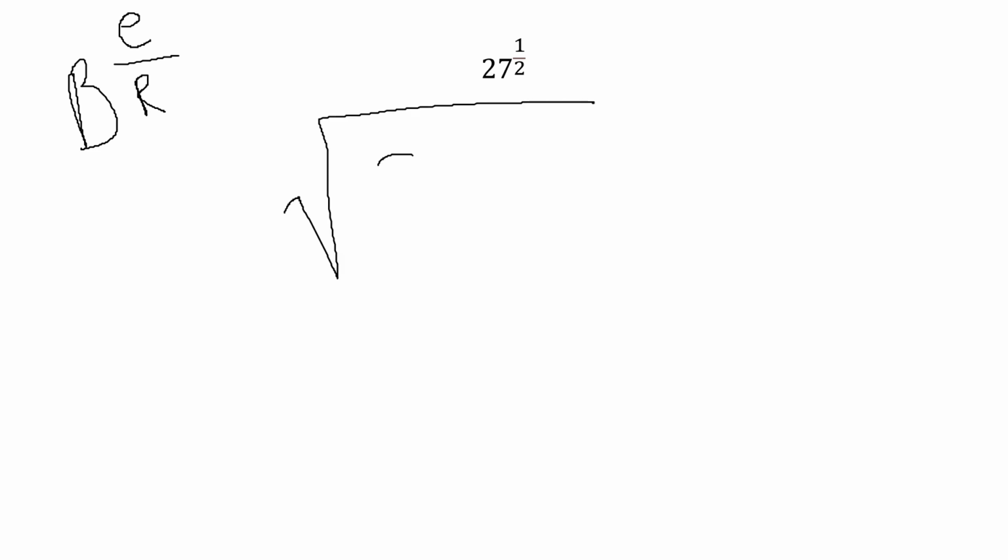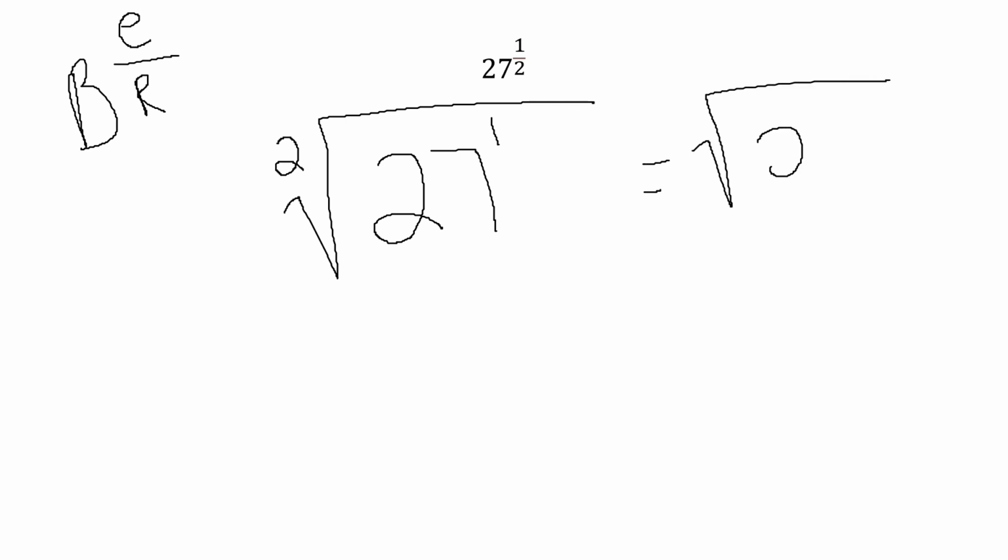Your base always goes inside. Your exponent, you know where the exponents go, and then your root goes out here. Base, exponent, root. Now in this case, 27 to the first power is 27. There is not a simple square root.